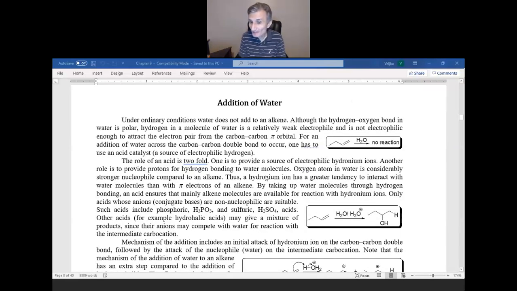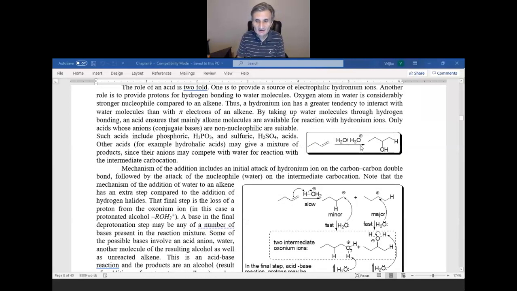Addition of water and alcohols also proceeds through a carbocation as reaction intermediate. And we need an acid catalyst, just a drop of an acid, like a drop of sulfuric, phosphoric, maybe perchloric acid. Just a drop of an acid catalyst, and that results in a very fast reaction. Again, hydrogen adds to the less substituted carbon, and the hydroxyl group adds to the more substituted carbon. So in the case of addition of water, it's the elements of water, H and OH, that add across a double bond. Hydrogen adds to one carbon, OH to the other carbon. OH ends up on the more substituted carbon.